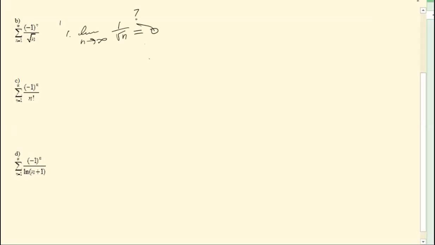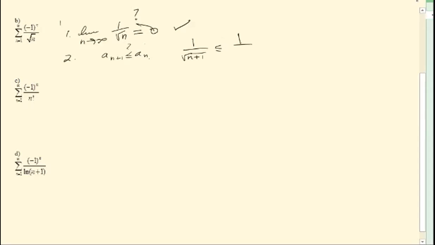And the answer is yes. Second, is it not increasing? So a sub n plus 1, is that less than or equal to a sub n? That's your question. Okay, well, let's show that it is. 1 over root n plus 1, we'll assume is less than or equal to 1 over root n. And let's show that for what n that's true.